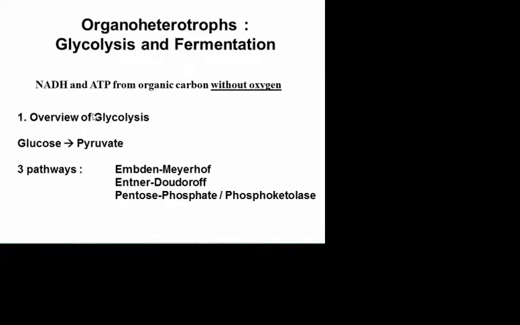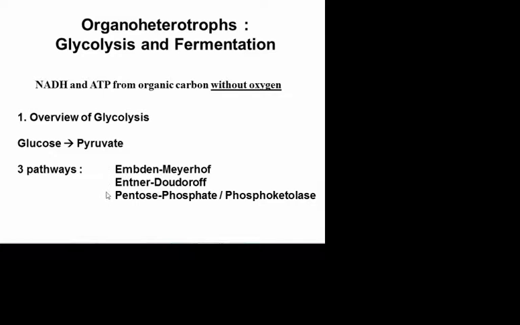Okay, so now we're going to start off by looking at glycolysis and fermentation to begin with. So what does this mean? It means that you're going to generate NADH and ATP from organic carbon without oxygen. Glycolysis is you start with glucose, 6 carbons, you end up with pyruvate, 3 carbons. And also later this term, you're going to learn the Embden-Meyerhof pathway by heart in biochemistry.